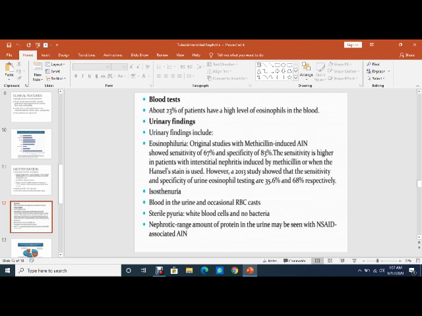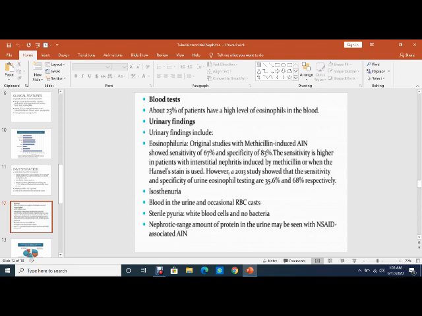In the blood tests, obviously we should perform renal function tests and CBC. In the CBC, eosinophils will rise and lymphocytes may be raised, and in the renal function, urea, creatinine and electrolytes may be disturbed, and uric acid. Sometimes we should also check calcium, phosphorus, and alkaline phosphatase. And in the urinary findings, eosinophiluria, the presence of eosinophils in the urine.